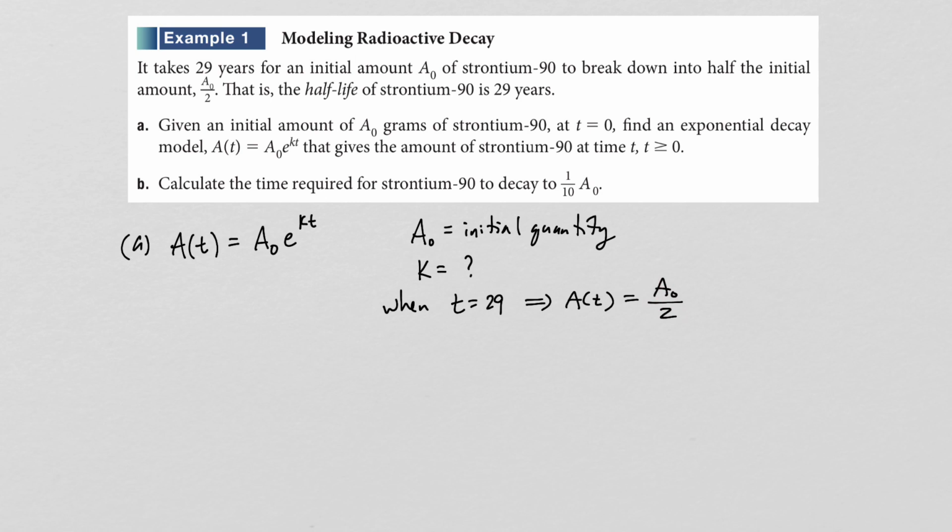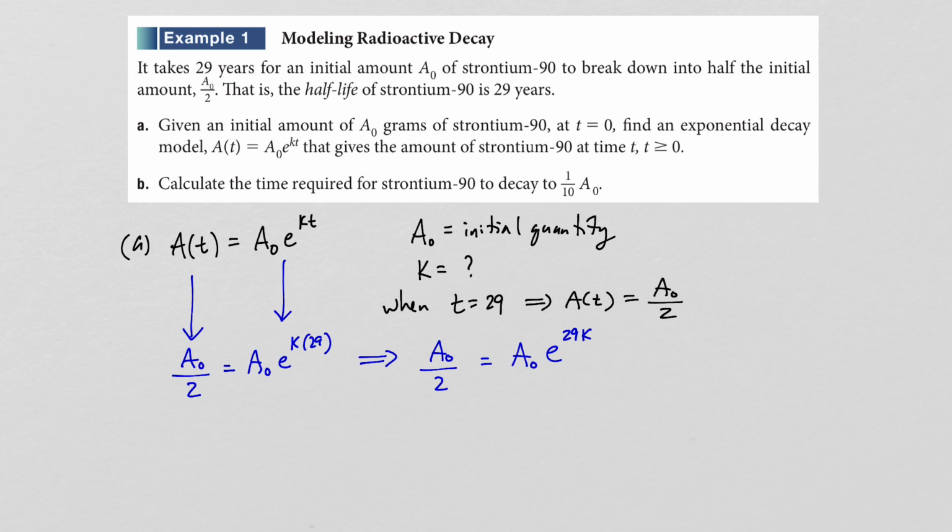So what I can do is plug these quantities into the formula. The amount that we will have will be A sub 0 divided by 2. This will be equal to the amount we start with, A sub 0, times e to the k multiplied by the amount of time that it takes for us to have half left over. And that, of course, is 29 years. So this becomes A sub 0 divided by 2 is equal to A sub 0 times e to the k times 29, which is 29k.